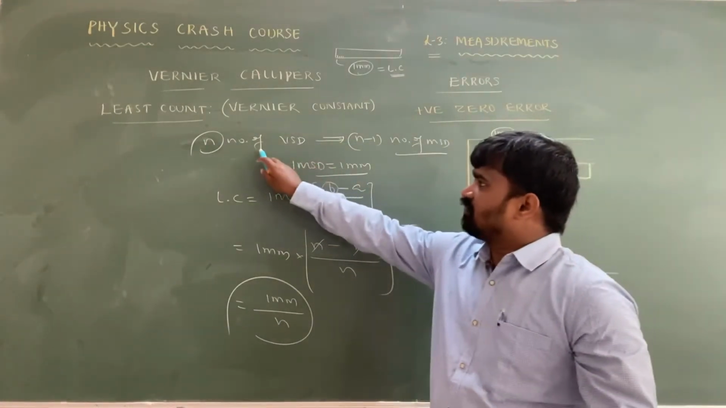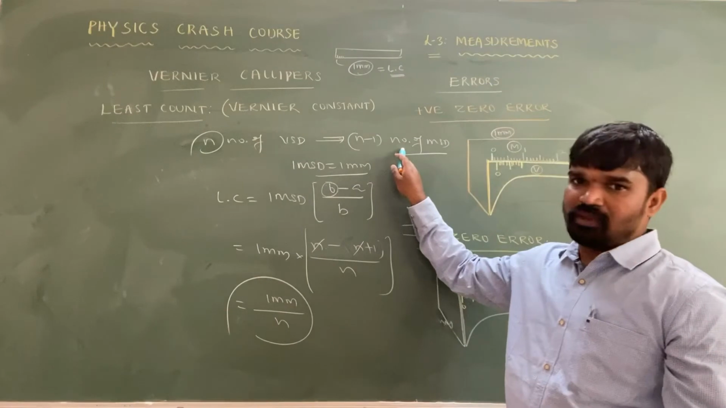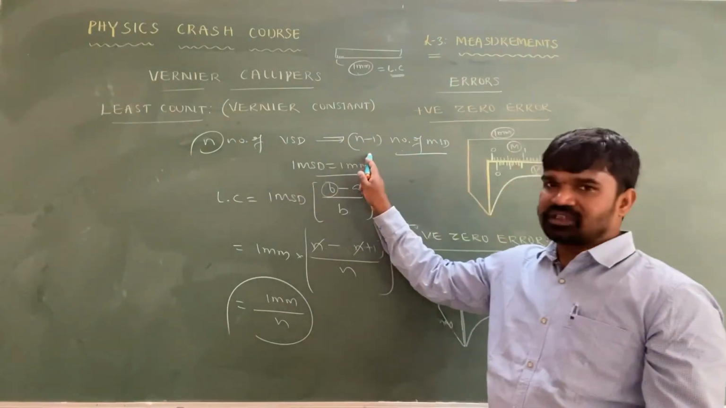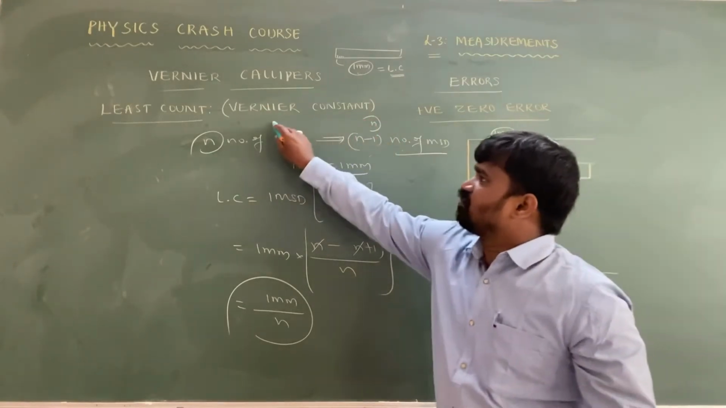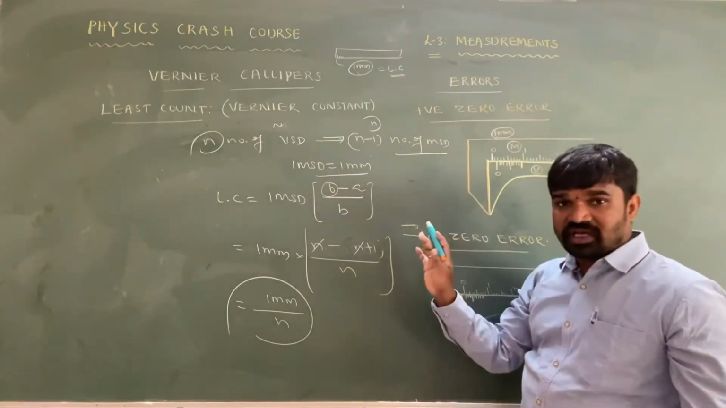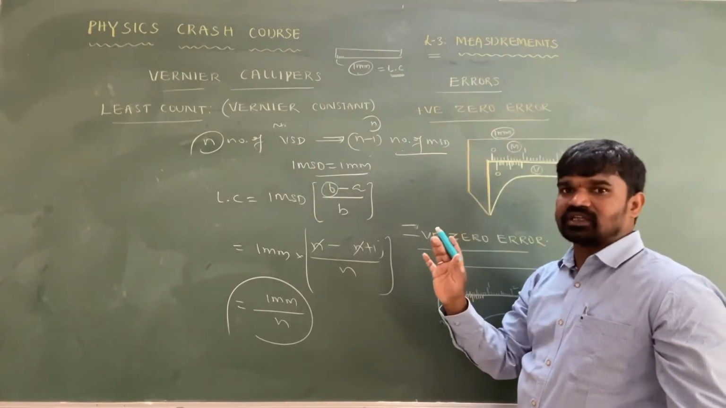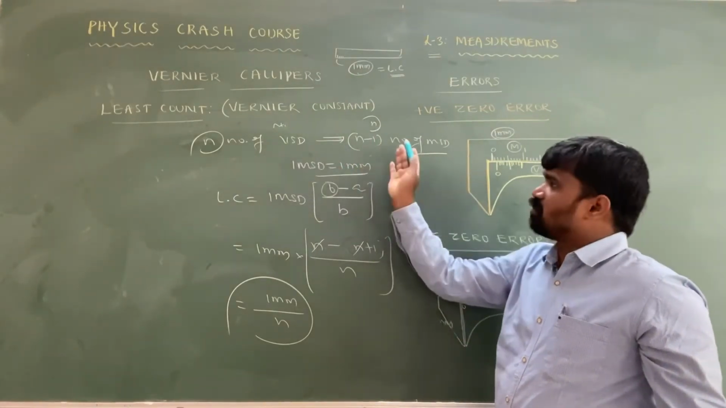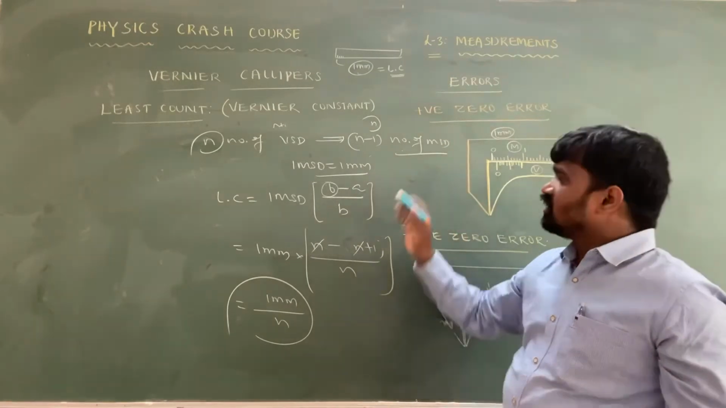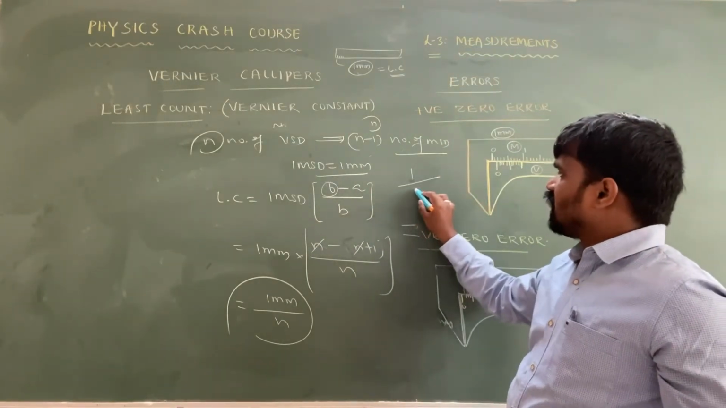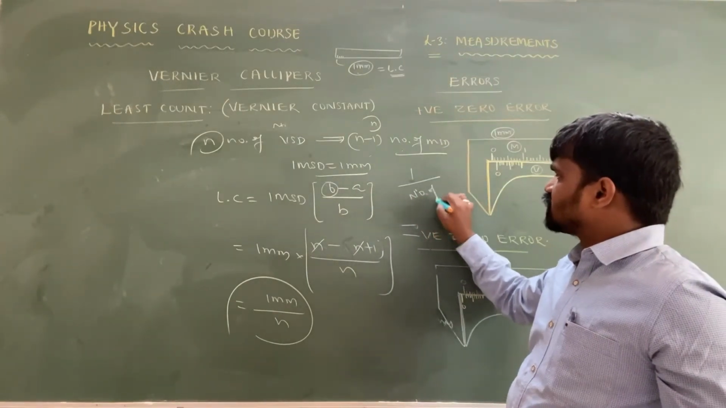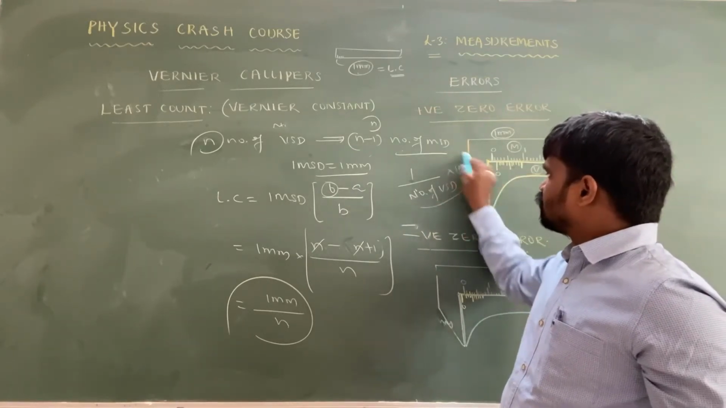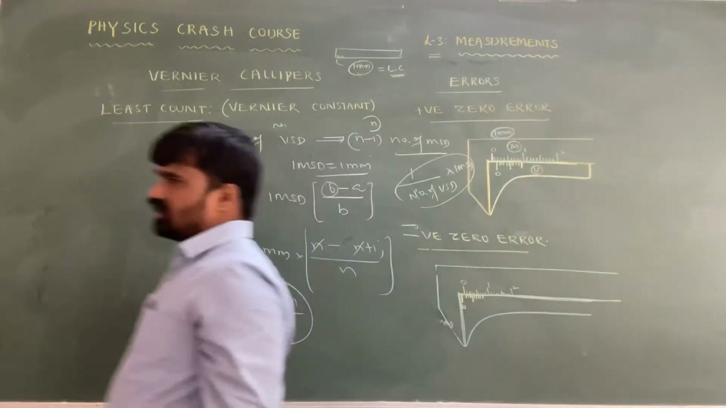You people need to remember one simple shortcut technique. If the difference between the number of vernier scale divisions and the number of main scale divisions is 1, here n, here n minus 1, or here n, here n plus 1, then the least count is 1 by the number of vernier scale divisions, into 1 MSD. So this is the formula to determine the least count.